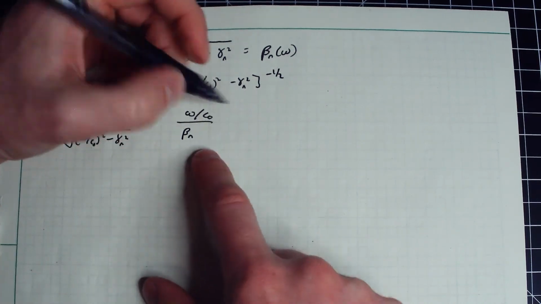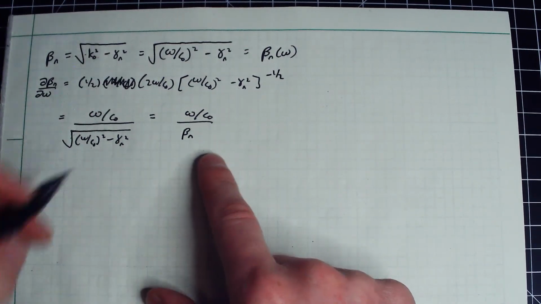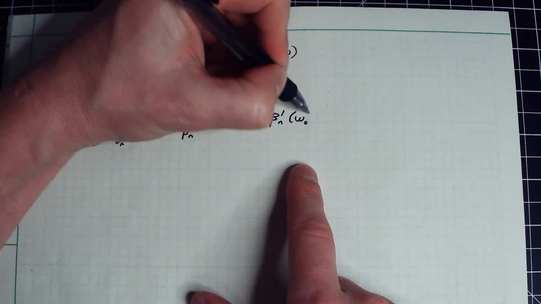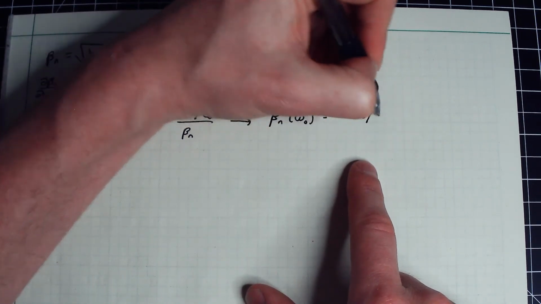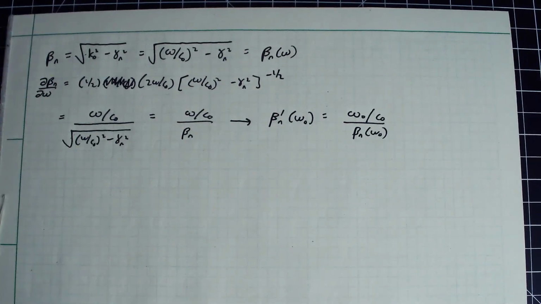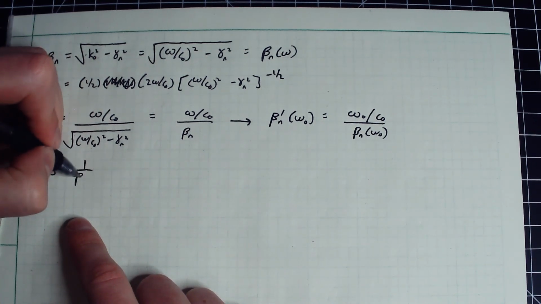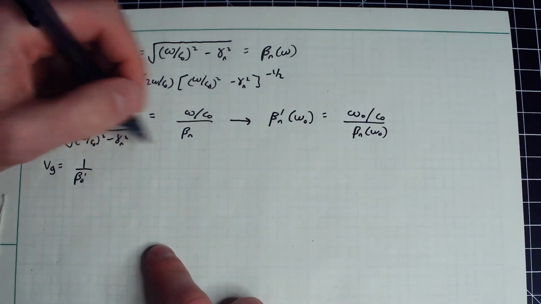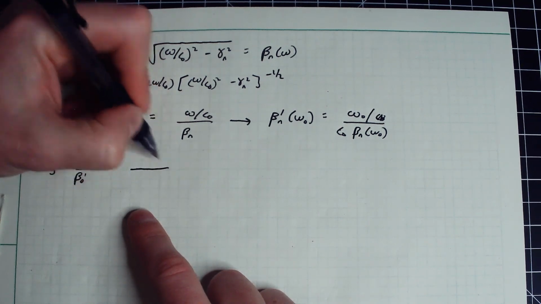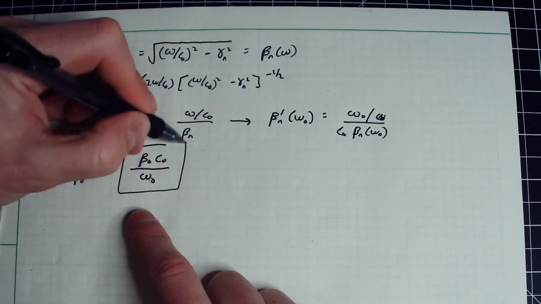And if we evaluate this at omega naught specifically, remember we care about what my group velocity is at a particular frequency. So what I'm going to get is essentially beta prime sub n evaluated at omega naught is equal to omega naught over c naught divided by beta sub n at omega naught. So the inverse of that, the group velocity, is 1 over beta n prime. We'll just invert that. I'm going to cross that out and put a c naught there. And I'm basically going to get the following: beta naught c naught, so that's beta, over omega naught. Like so.